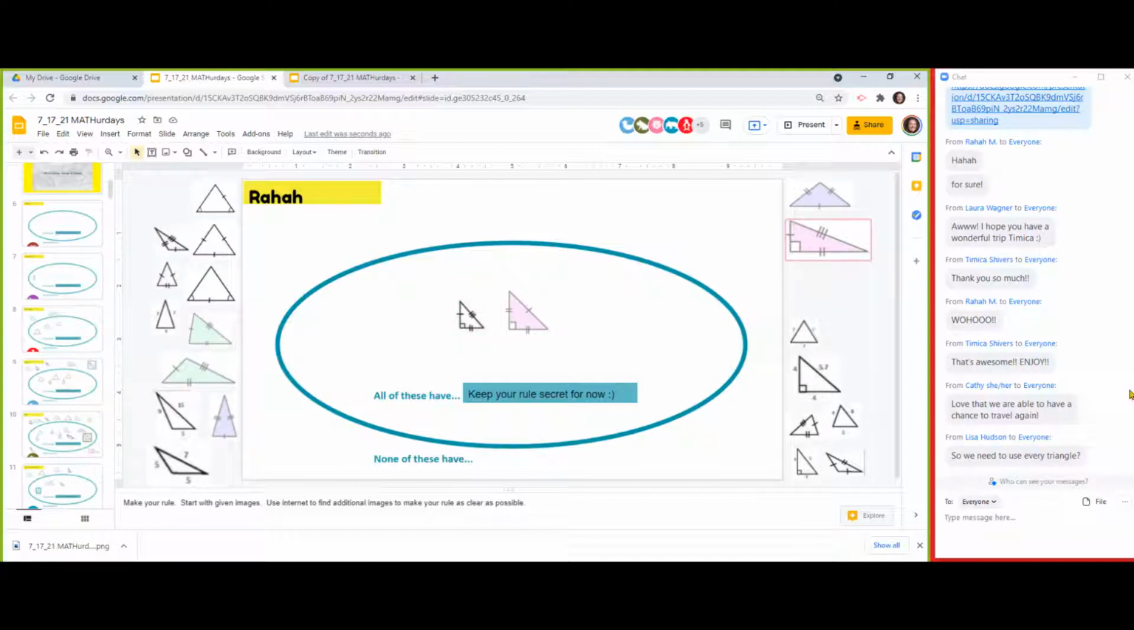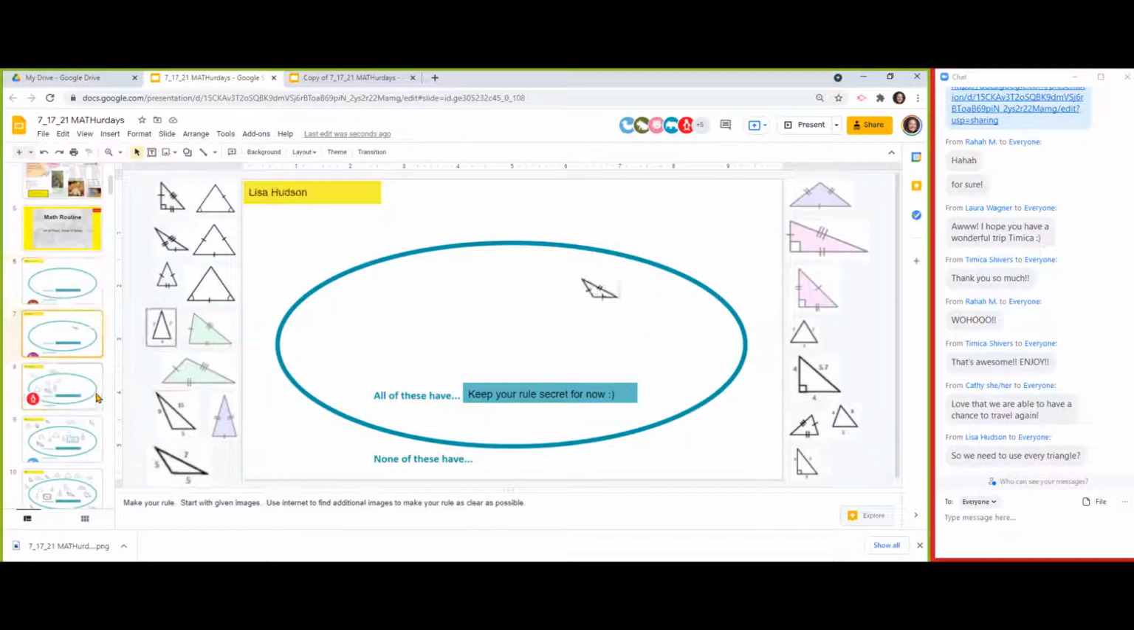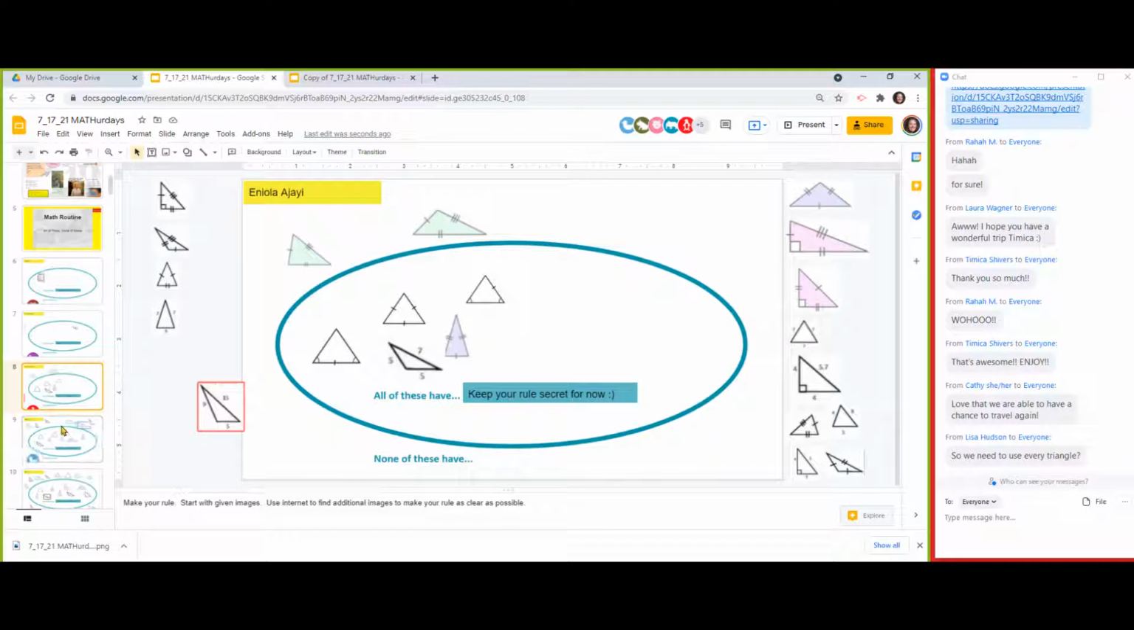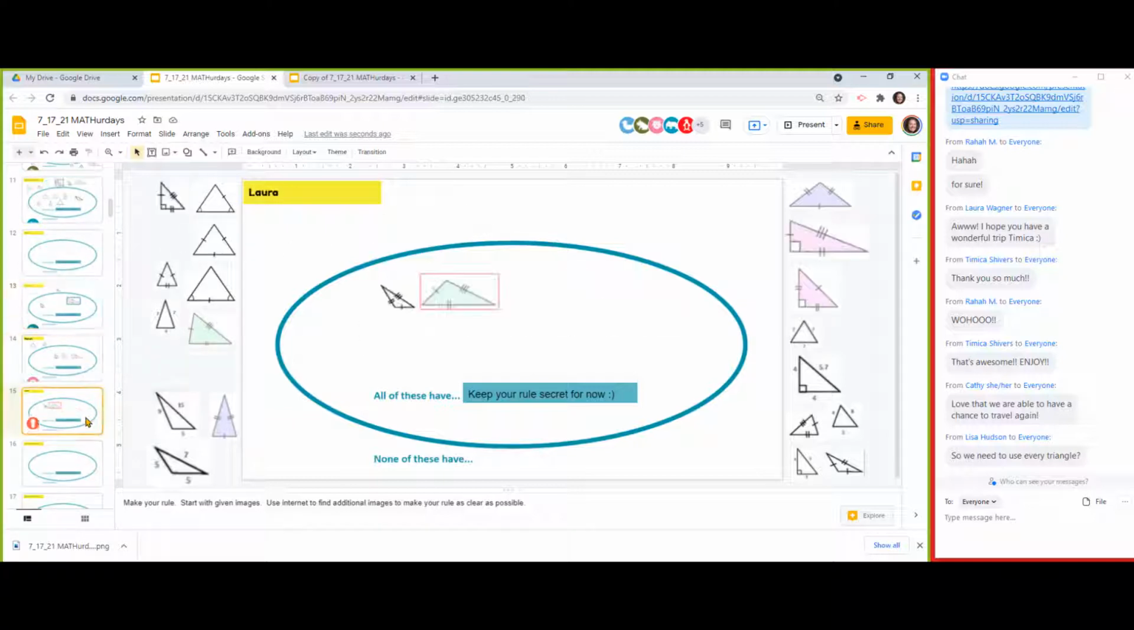Lisa asked a great question. Do you need to use every triangle? Nope, that's just a starting selection to get you thinking. Again, there's some triangles off to the left and the right of your slide, and those are for you to move them in.